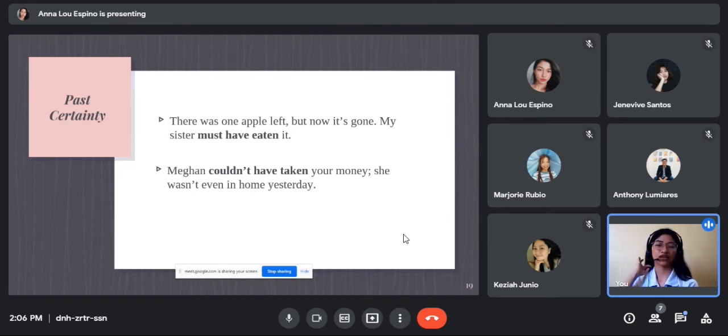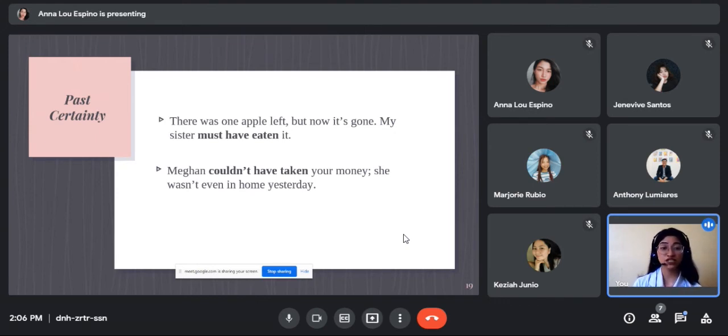Okay, next. Megan couldn't have taken your money. She wasn't even at home yesterday. So, could, followed by the negation not, couldn't, plus have, and then the past participle of take, which is taken. So, couldn't have taken your money. She wasn't even at home yesterday.